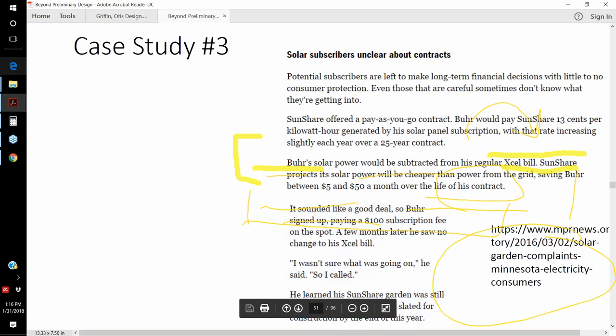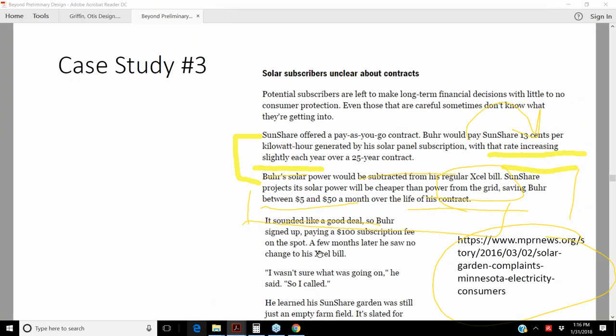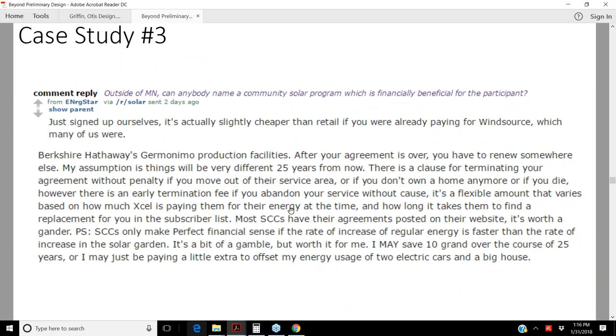See, I don't know how I can make that go away. But anyway, what it says at the bottom here is his main complaint was that he signed up for the program and he discovered that the solar array was not yet built. And so there may be an advantage if you can build the solar project and then convert it into community solar later. You may have a higher degree of customer satisfaction. We're going to come back to Mr. Burr and that 13 cent rate over 25 years that increases each year in just a minute.